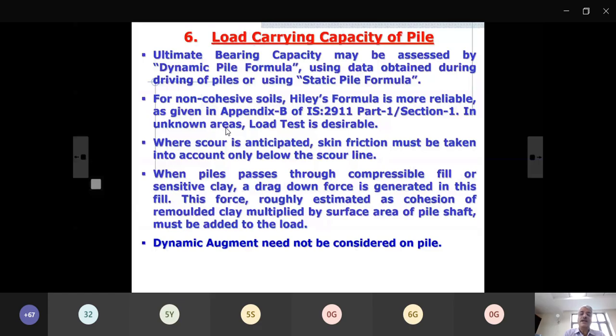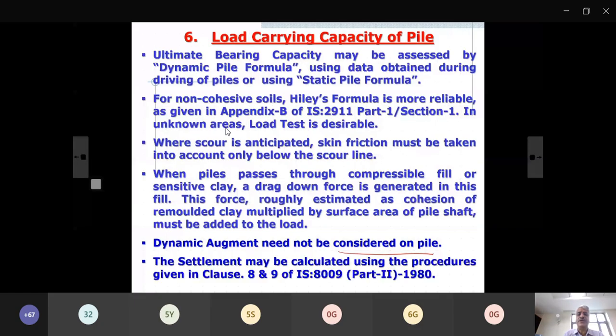And then dynamic augment need not be considered on the pile. When you estimate the load on the pile, you will read this in bridge code. Live load is always live load plus its dynamic part. You multiply by CDA, coefficient of dynamic augment. So for pile load, the dynamic part you don't consider, only static load you take.